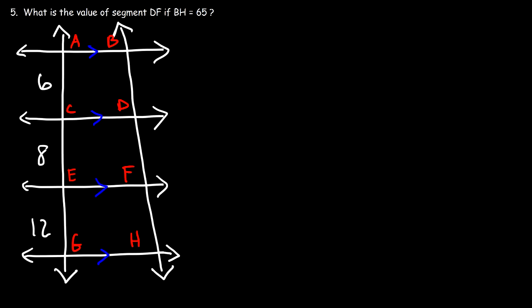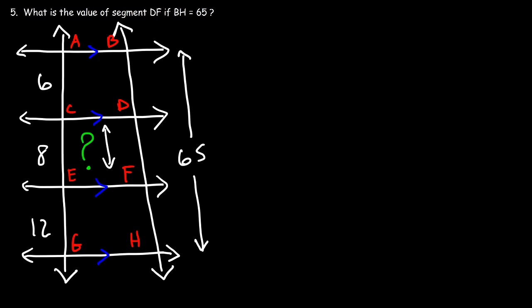Number 5. What is the value of segment DF if BH is equal to 65? So in this example, we have 4 parallel lines cut by 2 transversals. So BH is 65, so it's this value here. And our goal is to calculate DF. So how can we do so?